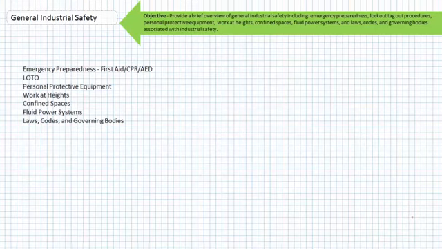I'm your instructor Jim Pytel, and today's topic of discussion is general industrial safety. Our objective today is to provide a brief overview of general industrial safety. We'll discuss emergency preparedness, lockout and tagout procedures, personal protective equipment, as well as special case industrial safety scenarios like work at heights, confined spaces, and fluid power systems. Additionally, we'll discuss laws, codes, and governing bodies associated with industrial safety.